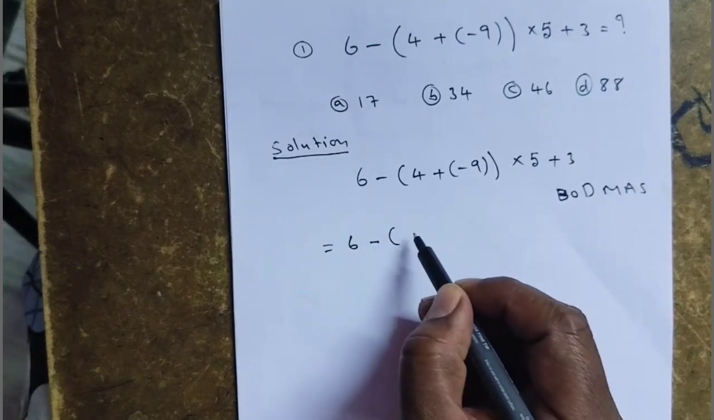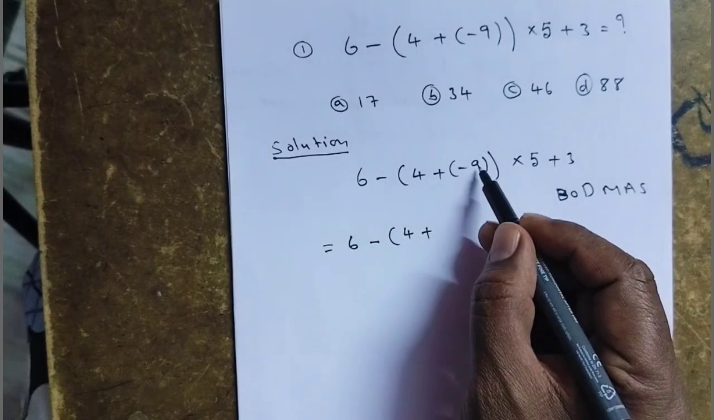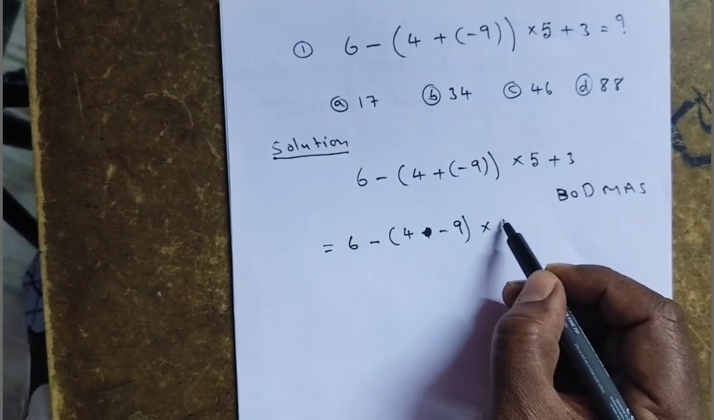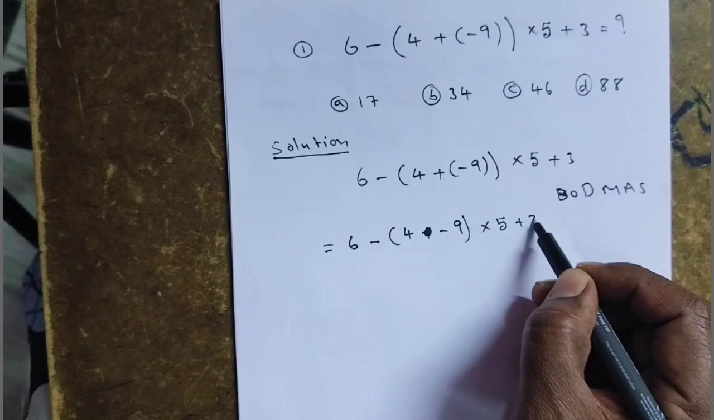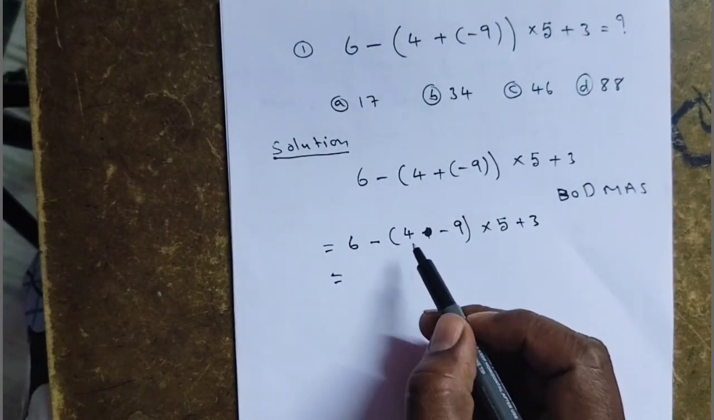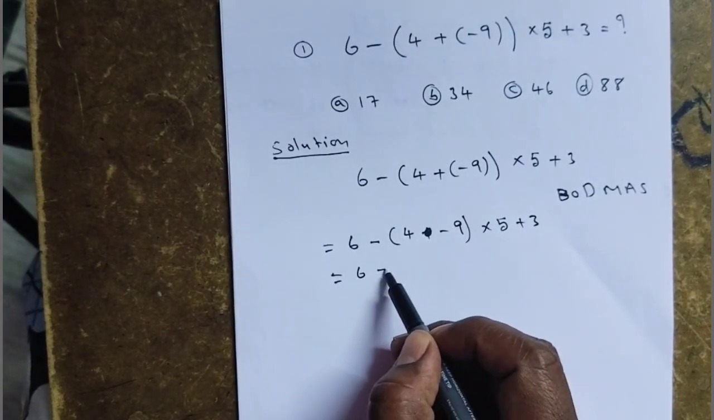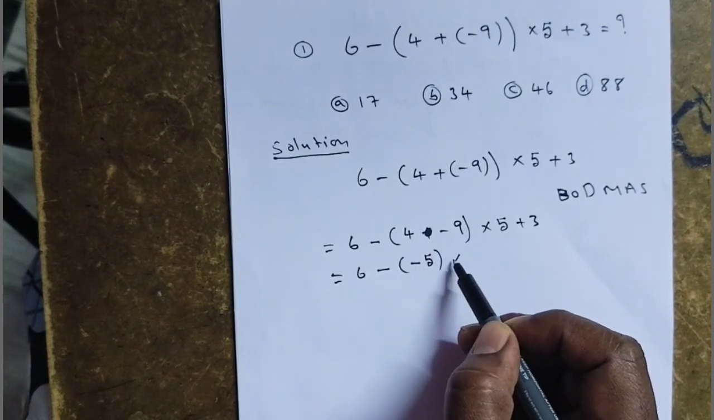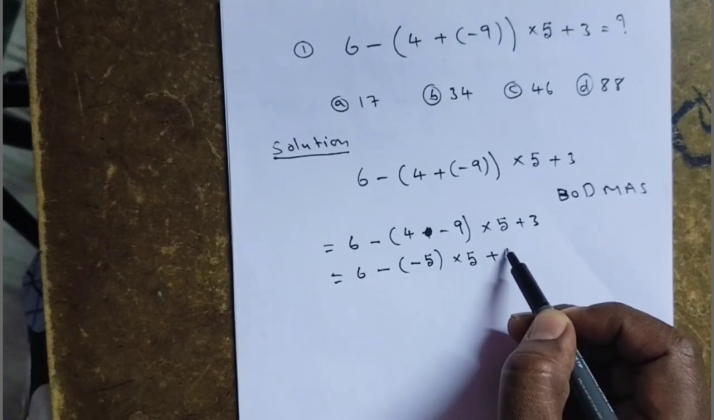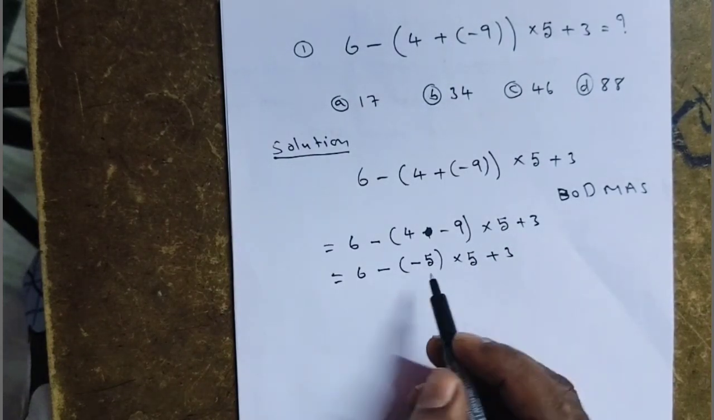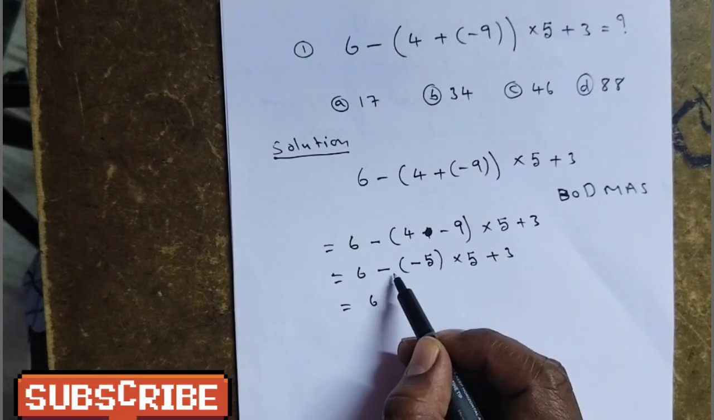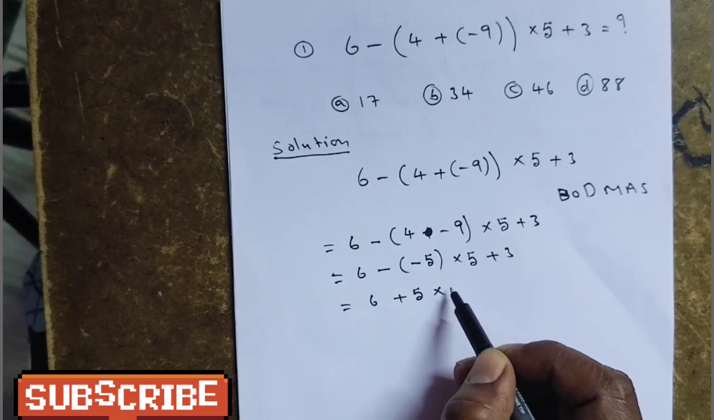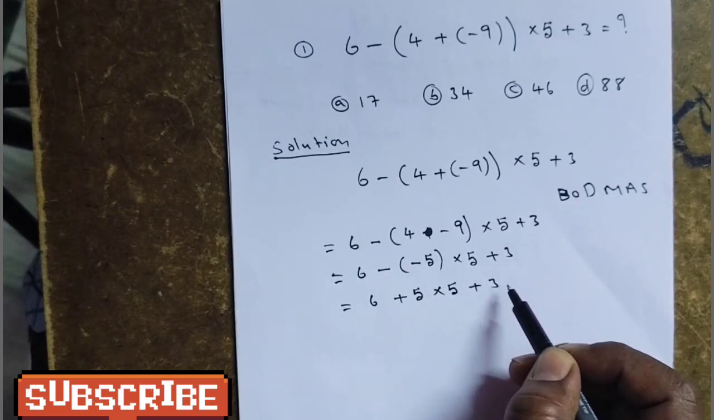6 minus 4 plus, this is minus 9, it will become 4 minus 9 into 5 plus 3 is equal to, see, same bracket is there, so 6 minus of 4 minus 9 is equal to minus 5 into 5 plus 3. Again this bracket we have to solve, so 6 minus of minus 5 is equal to plus 5, so 6 plus 5 into 5 plus 3.